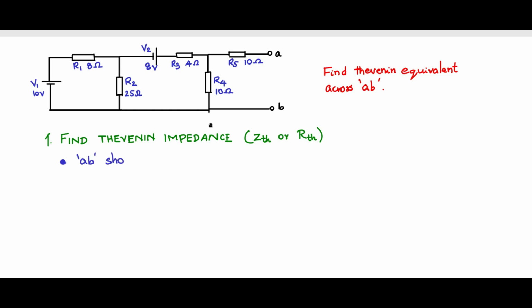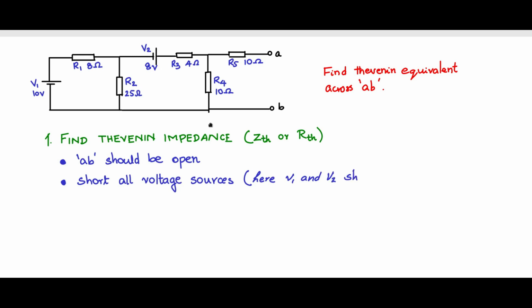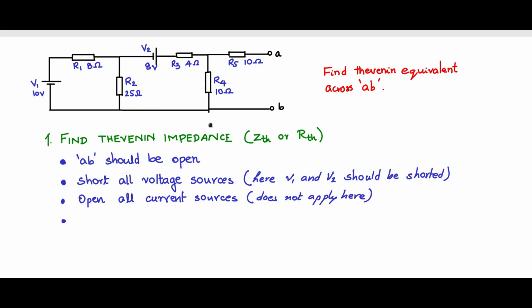Keep AB open circuited, then short all voltage sources in the network. So here V1 and V2 should be shorted. Next, open all current sources. All current sources should be open circuited. Here there are no current sources, so therefore it does not apply for us here. And then redraw the circuit.